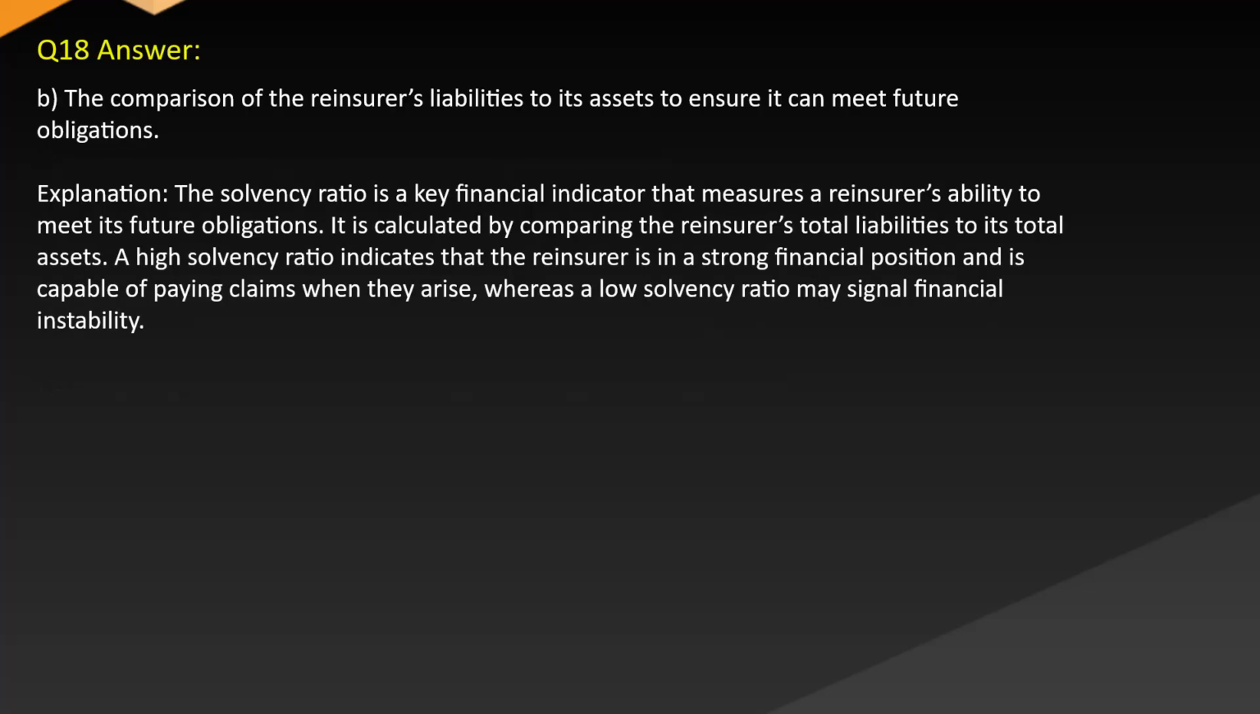Answer B. The comparison of the reinsurer's liabilities to its assets to ensure it can meet future obligations. Explanation: the solvency ratio is a key financial indicator that measures a reinsurer's ability to meet its future obligations. It is calculated by comparing the reinsurer's total liabilities to its total assets. A high solvency ratio indicates that the reinsurer is in a strong financial position and is capable of paying claims when they arise, whereas a low solvency ratio may signal financial instability.